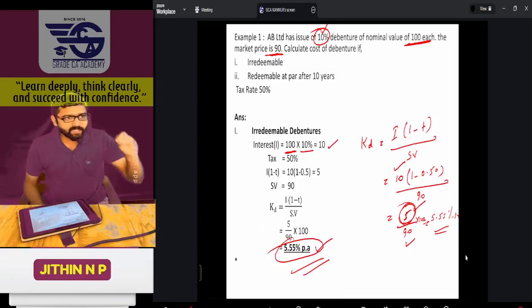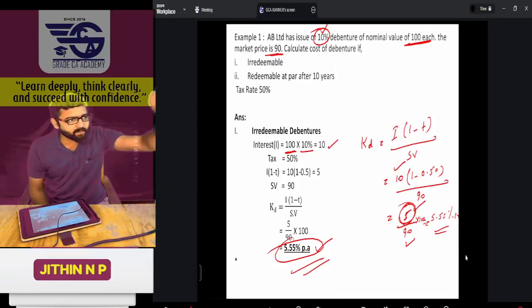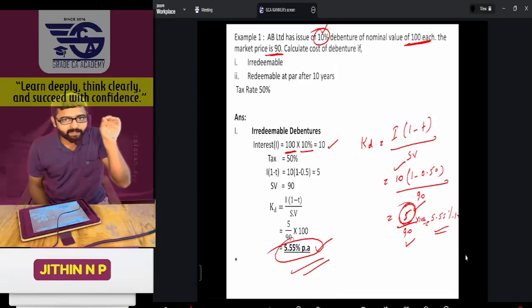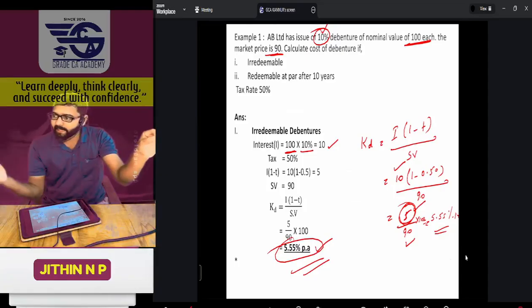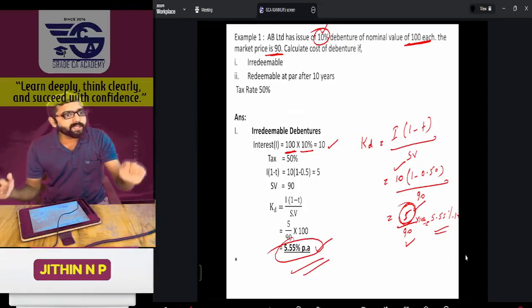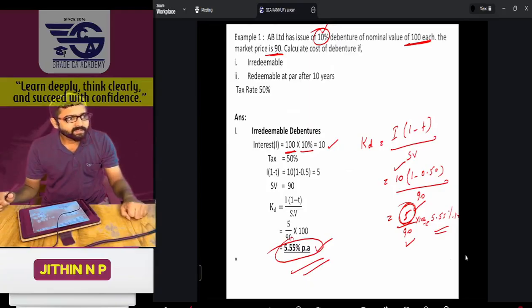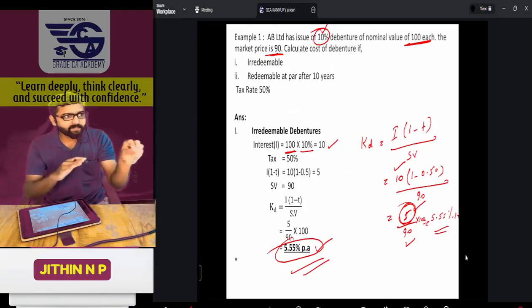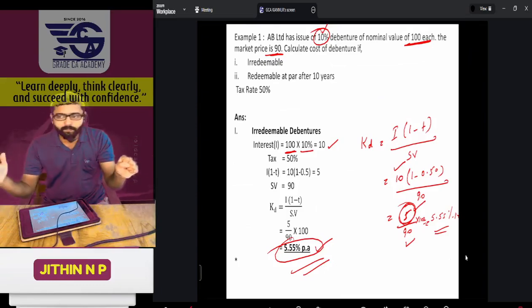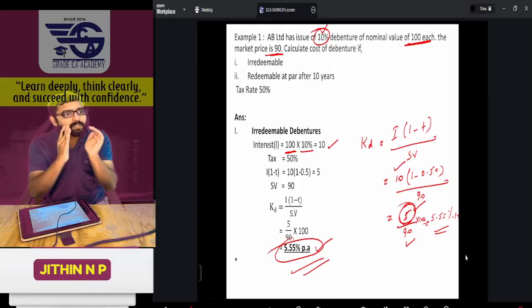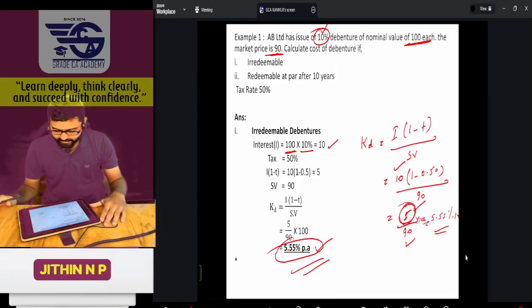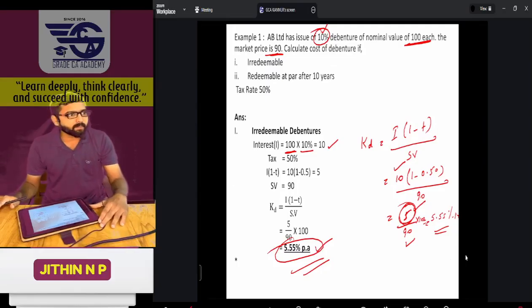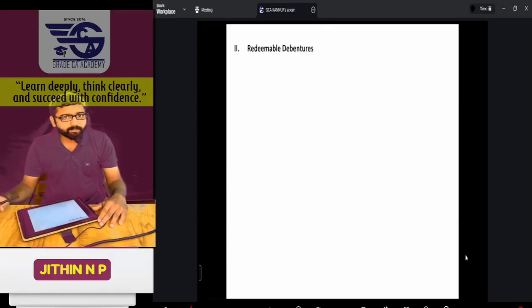Clear? Actually, the company is paying 10 rupees to debenture holders. Because the company is paying 10 rupees as interest, on the other side it is saving 5 rupees of tax. That means the net cost to the company is 5 rupees only. 5 divided by 90, 5.55% per annum. Clear? Yes. Next, redeemable debentures.